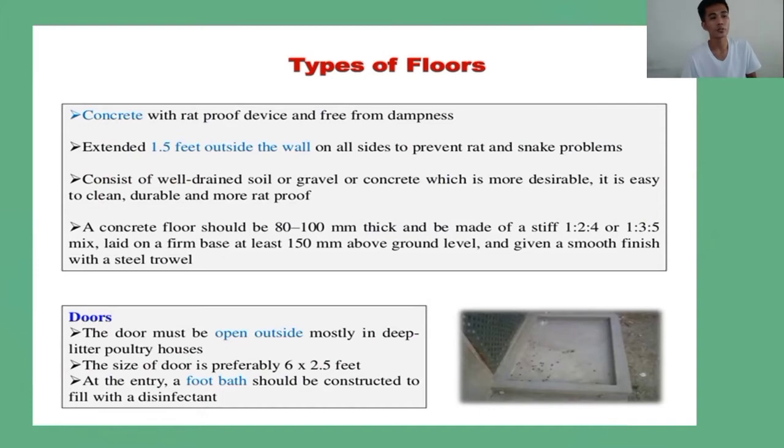Doors. The doors must open outside, mostly in deep litter poultry houses. The size of the door is preferably 6 by 5 feet or 6 by 2.5 feet. At the entry, a foot bath should be constructed and filled with a disinfectant.